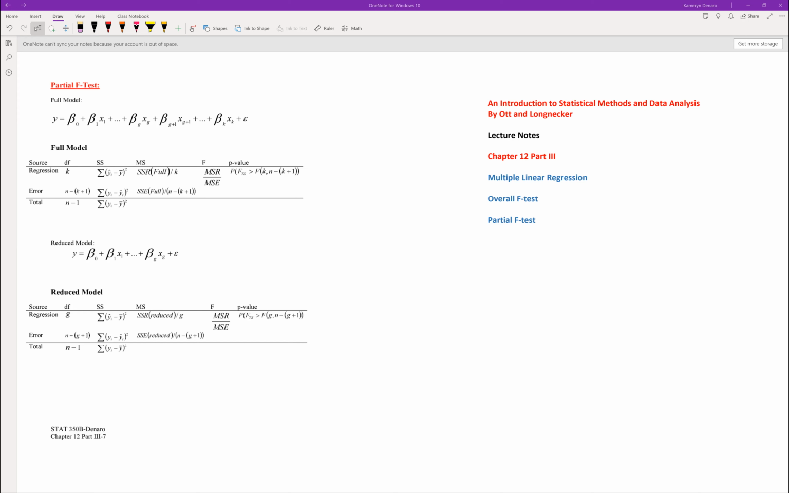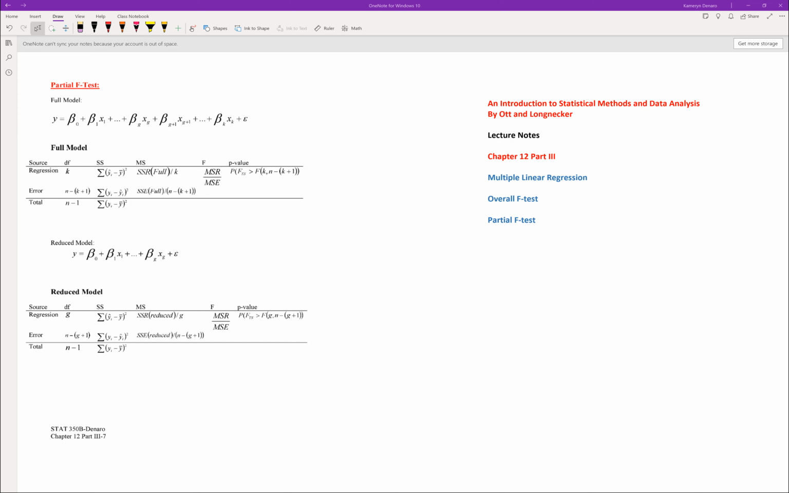All right, let's look at the similarities. Let's look at the differences. Okay, so for the full model, degrees of freedom, right? We have K plus 1 predictors minus 1. So the degrees of freedom due to regression is K. The degrees of freedom due to error, well, that's N minus K plus 1. The degrees of freedom total, N minus 1.